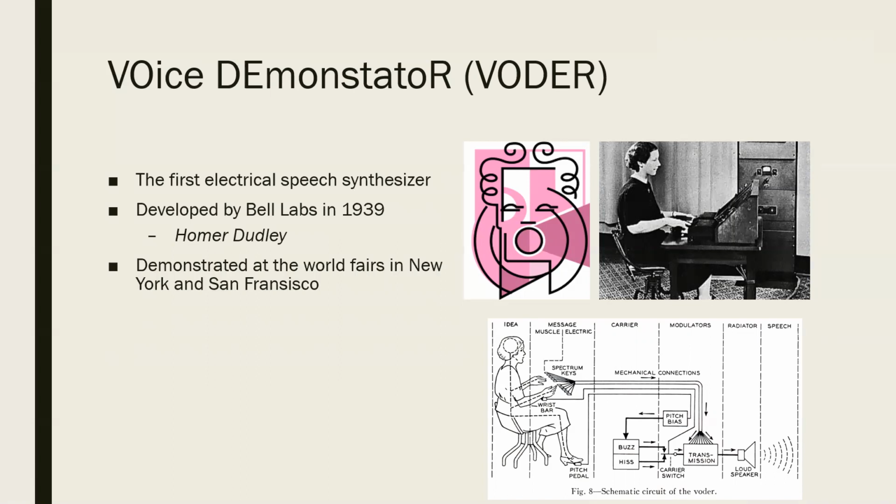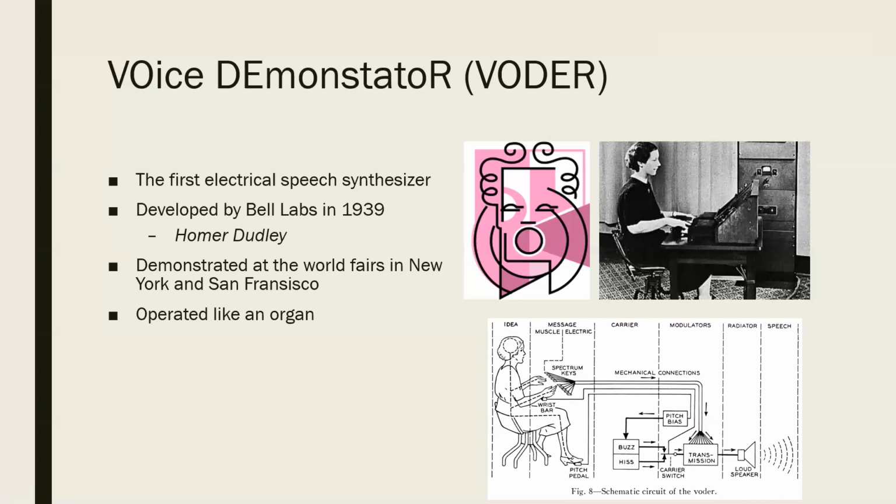It got a lot of notoriety by being demonstrated at the World Fairs in New York and San Francisco. The way Voder works is that it is a machine that operates like an organ. There's a keyboard that corresponds to the different sounds that someone can produce. In particular, the left and right hand correspond to formant frequencies that are produced in your mouth and your larynx of your vocal tract.